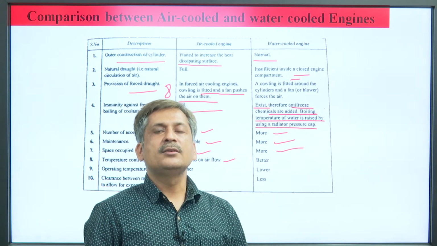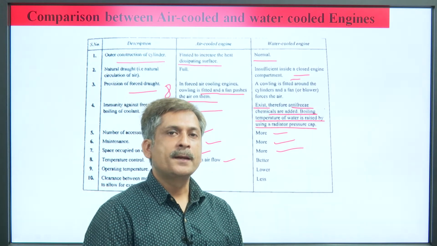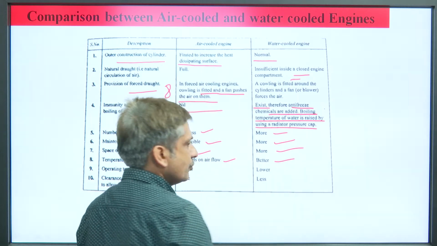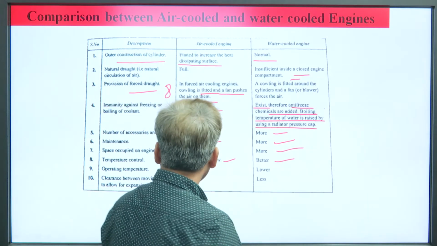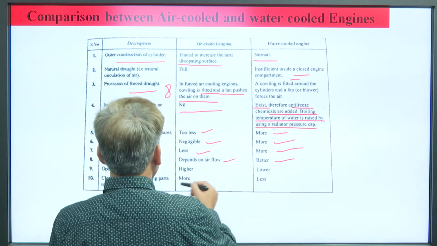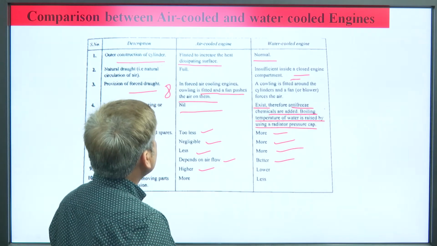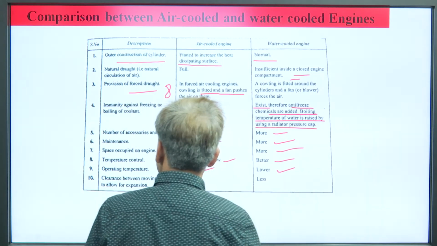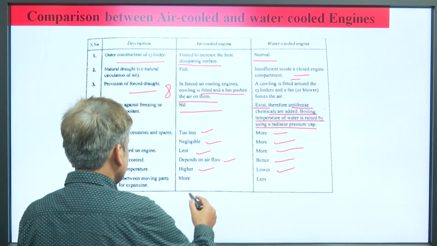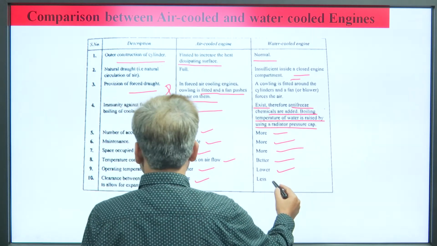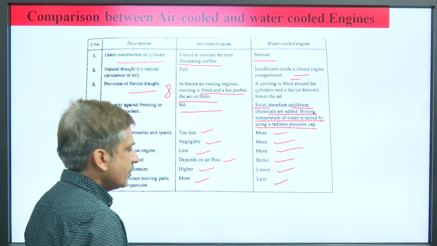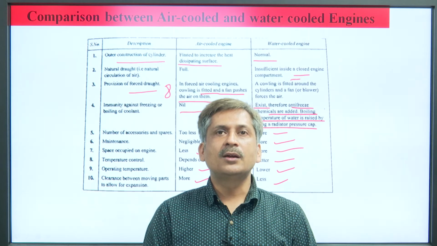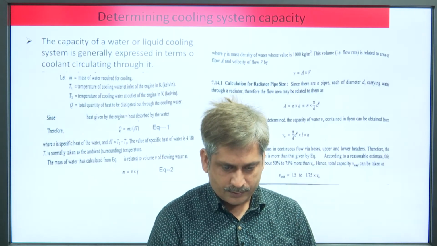If you are moving the vehicle at higher velocity, the heat dissipation rate will be higher, but here it is better because we are using liquid as well as air. So, the operating temperature range is higher for the air cooled engine, and here it is lower. Clearance between moving parts to allow for expansion: here the clearance is higher, while here the clearance is less because we are using more components. So, this was all about the comparison between air cooled and water cooled engines.